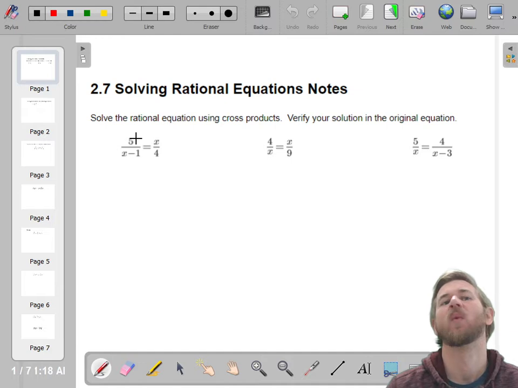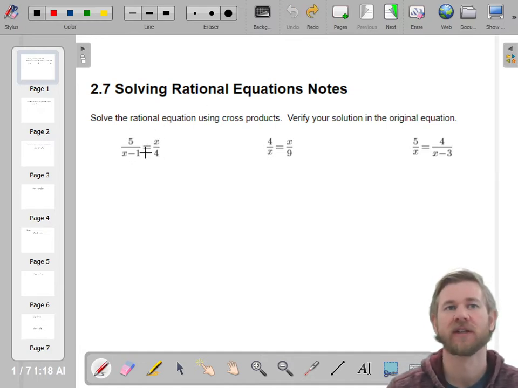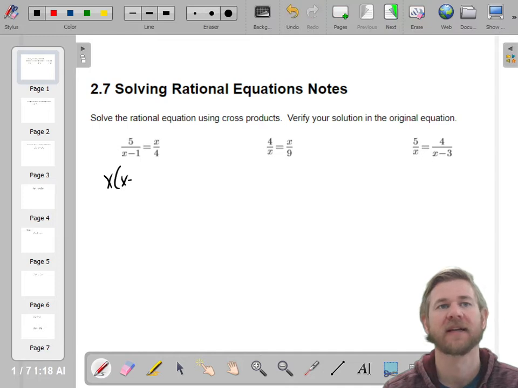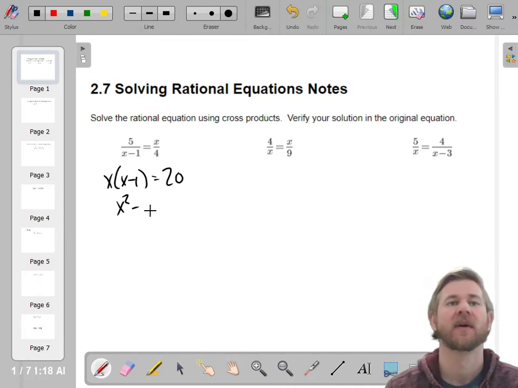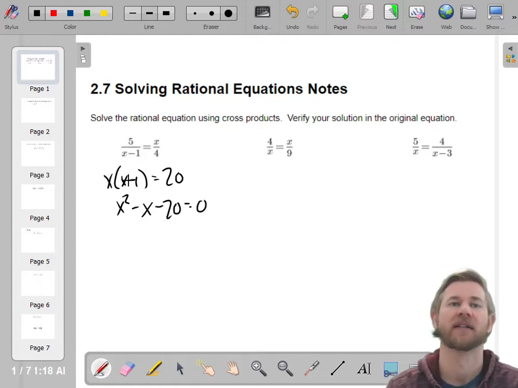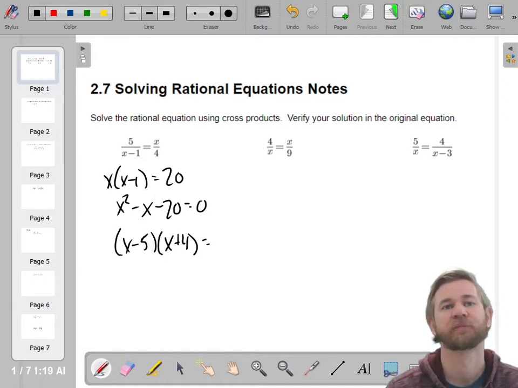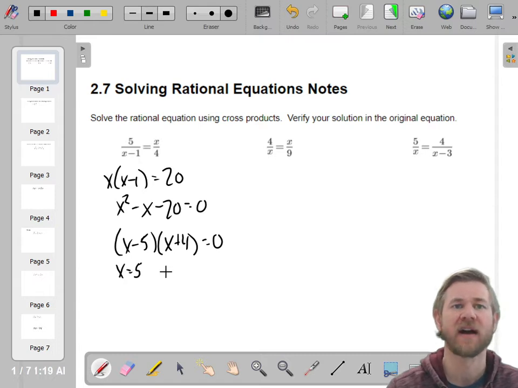When you have one fraction on the left and one fraction on the right, this is a proportion. You can cross multiply, so I'm going to multiply x times x minus 1 and 4 times 5, which is 20. So x squared minus x, I'll move this 20 over to the other side, so I'm subtracting 20 as well as distributing. Then when you factor, that's x minus 5, x plus 4. So x could either be 5 or negative 4.